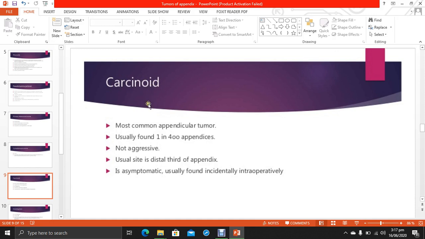Carcinoid tumor, this is very common. It is a tumor of the appendix, and its ratio is 1 in 400 appendectomies. Though it is not very aggressive, the usual site is the distal 1/3 of the appendix. Distal means towards the tip. It is asymptomatic, usually found incidentally intraoperatively.